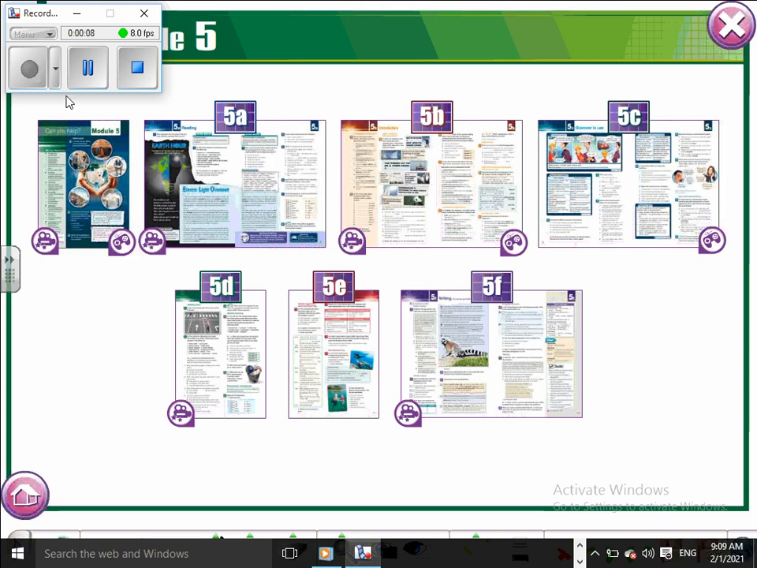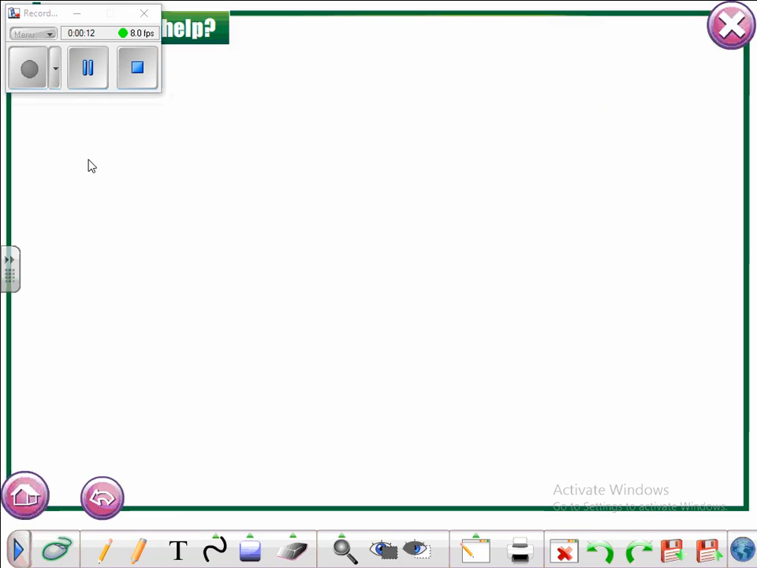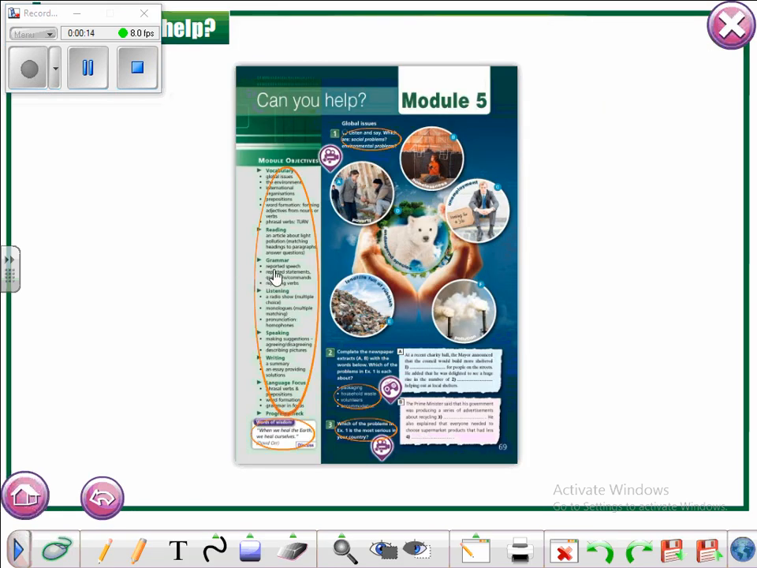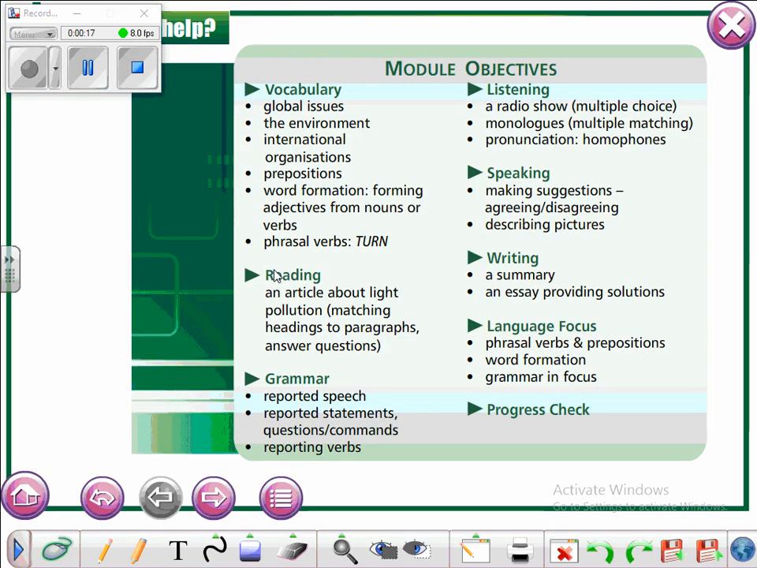Let's start our second term with Module 5. Okay, so first of all, we're going to take an outlook about it. We have the vocabulary, which is talking about global issues. Global issues means the world problems, problems that you can find all around the world in all the countries. And we have the environment, we have the international organizations. And going to the structure, we're going to take some prepositions, some word formation, and phrasal verb turn.